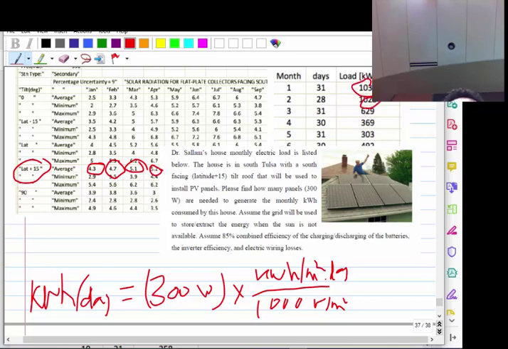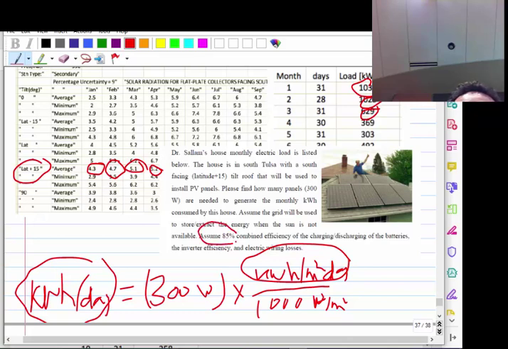So as you are going every month, the kilowatt hour generated per day would be the rated power multiplied by how many kilowatt hour per meter square per day is happening, divided by the standard, which is 1000 watt per meter square. What is the unit that we will get? Kilowatt hour per day.